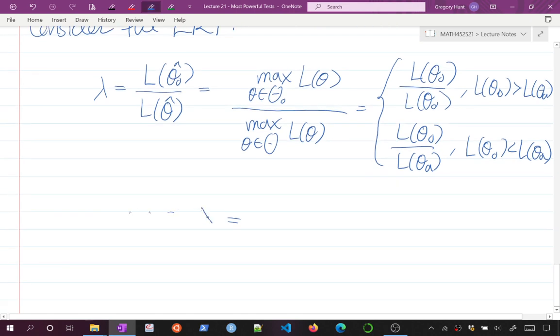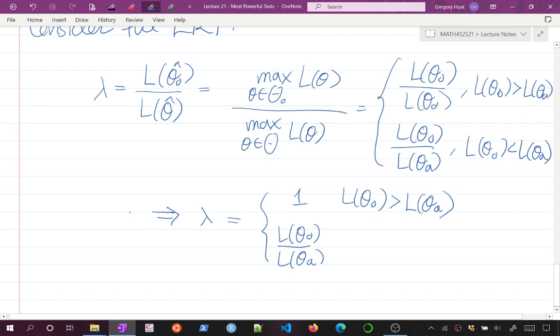And so my LRT, we can succinctly write this out. My likelihood ratio test statistic is 1 if the null hypothesis point is more likely than the alternative, so L of theta naught is bigger than L of theta a. Or it's this ratio, L of theta naught over L of theta a, if the alternative is more likely, if L of theta a is bigger than L of theta naught, right? So those are my two cases.